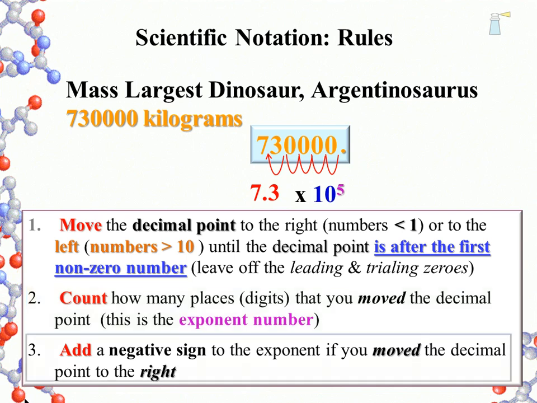And finally, as stated in Rule 3, we check to see if we need a negative sign on our exponent. Did we move the decimal to the right? No, we moved it to the left. So, no minus sign. Therefore, 730,000 is written in scientific notation as 7.3 times 10 to the 5th.